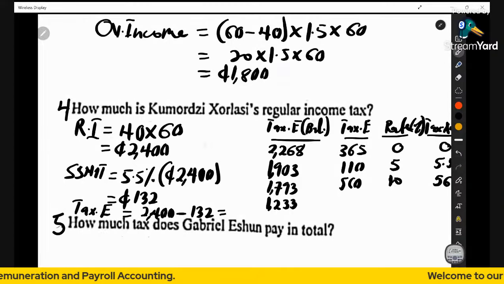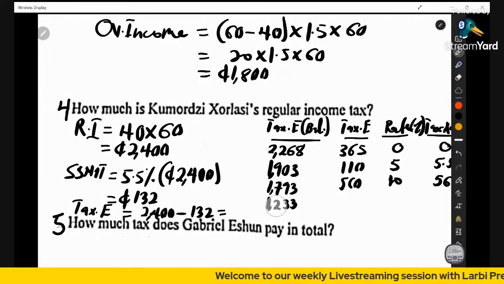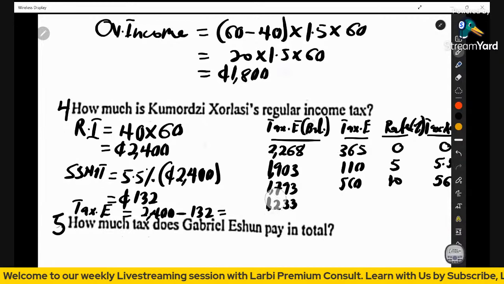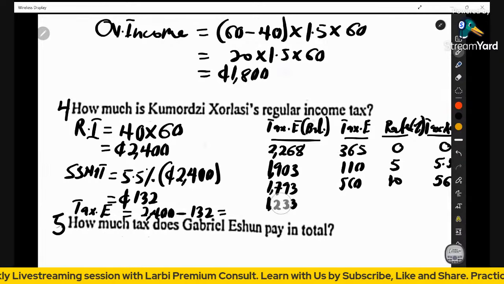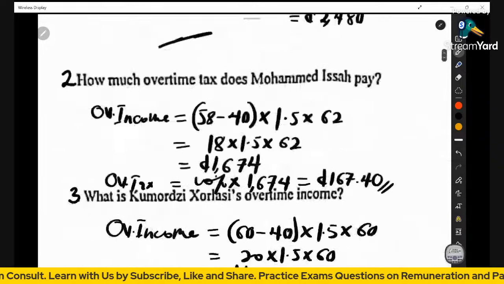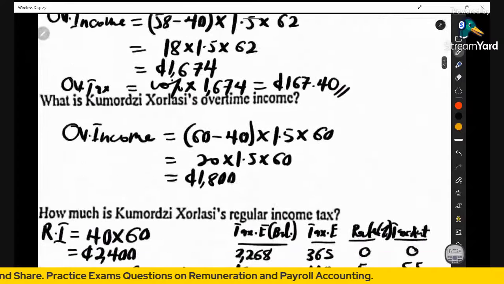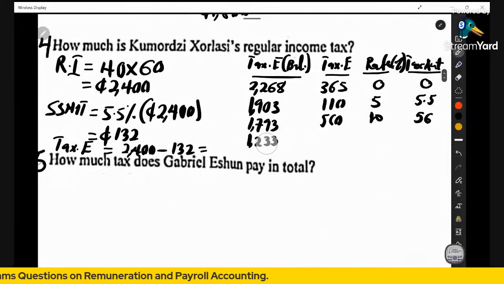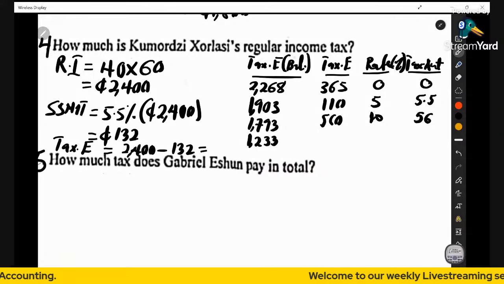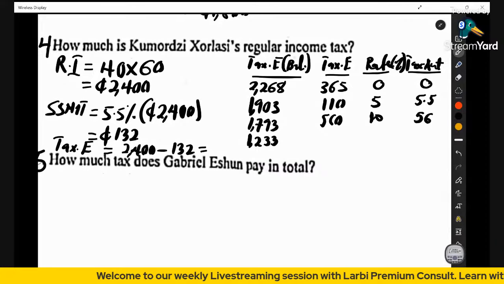Okay, so since this balance is less than the 3,000 as per the schedule, we are not going to pay that 17.5% on that 3,000, because the balance left is less than 3,000. Therefore, you are going to apply the 17.5% that you see here as a rate on the remaining balance, which is 1,233, a balance that is less than the next taxable amount. That is how we go by this kind of tax schedule.